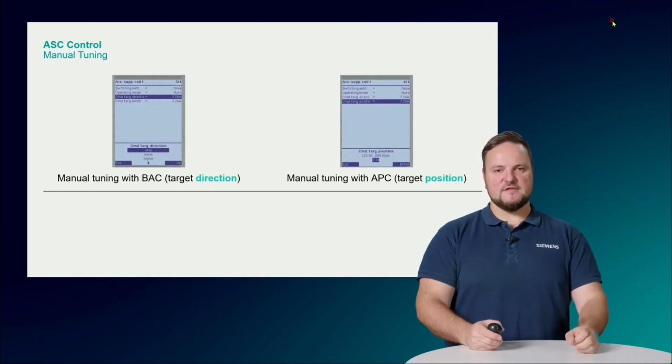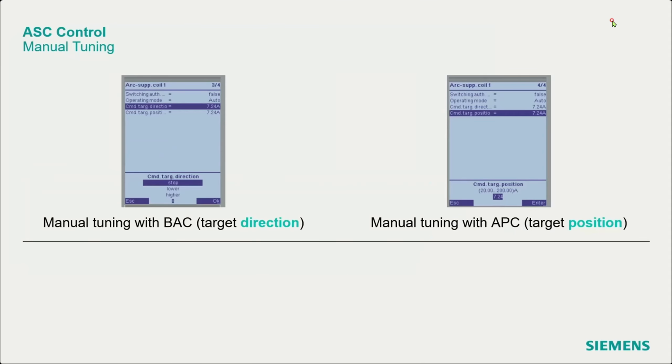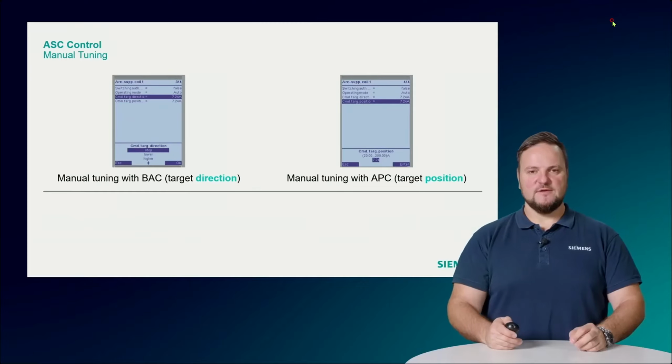On the next slide, you see the possibility of manual tuning. So beside the automatic functionality, we also have the possibility for manual tuning. That means we can give a directional tuning, so we can step the coil in the up direction, higher and lower, for example, or we have the possibility to reach a target position by sending a certain value to the device, and the tuning algorithm tunes the function to those values.